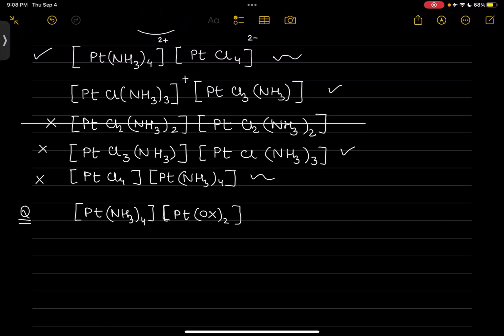If I exchange one oxalate, look what has happened. Platinum is +2, right? And this is +2. Oxalate is -2. There are 2 oxalato. This is -2. So this is +2. The cation is +2 charge and the anion is -2 charge. If I bring one oxalato, I need to shift to NH3 because oxalato is a bidentate. Got it? Is it clear?